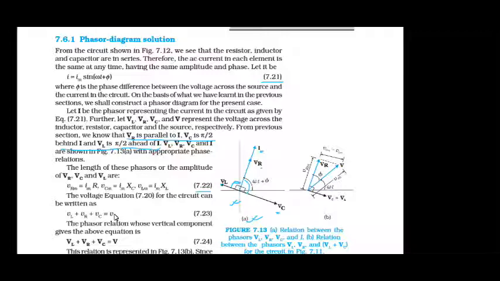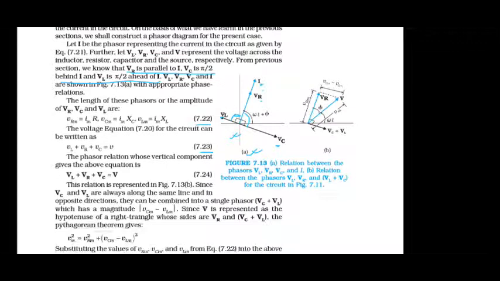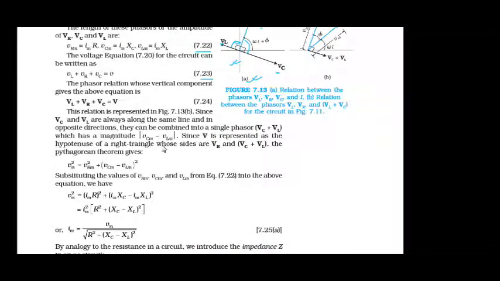The voltage equation 7.20 of the current can be written as VL plus VR plus VC is equal to V. This is also well understood. The summation of VL plus VR plus VC will be equal to the source voltage V, the AC voltage. The phasor relation whose vertical component gives the above equation.